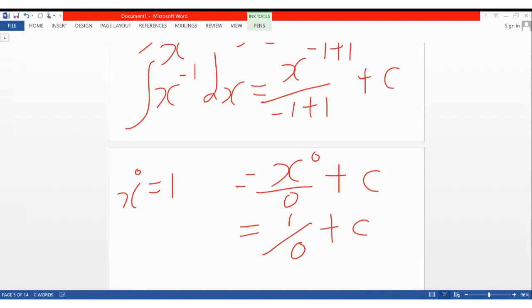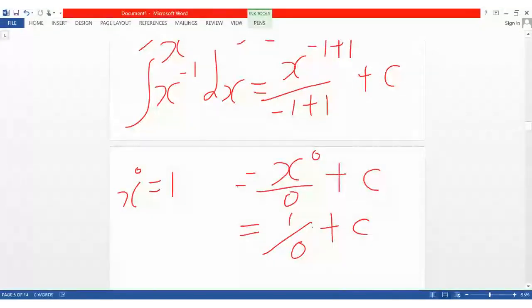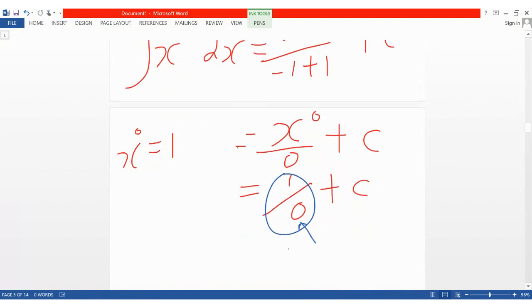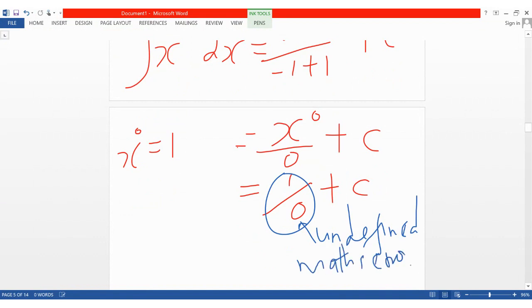So math error. So this one here, 1 over 0, that one, we call it undefined. It's not infinity or math error. You cannot divide one by nothing. It is impossible in math. So the power rule cannot work, and I've demonstrated that. So avoid this.